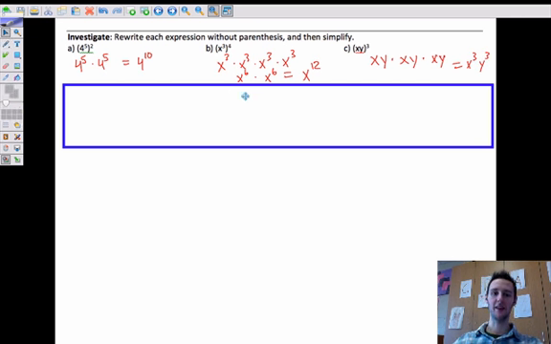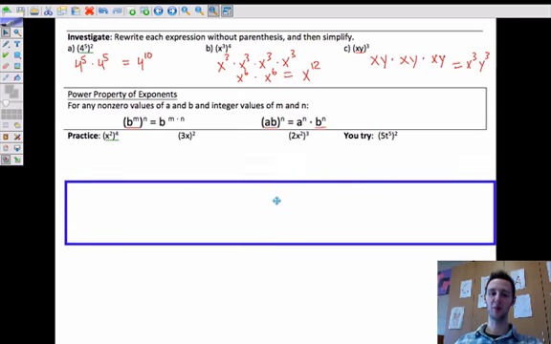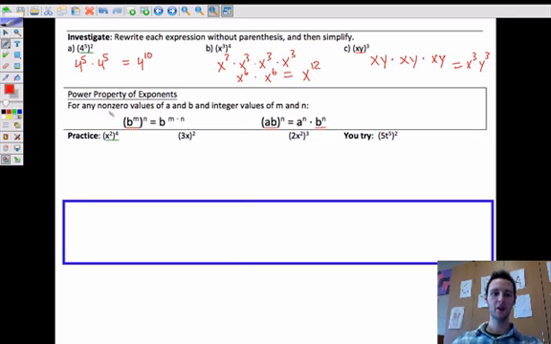All right, and then that leads to the power property, which says that b to the m, that whole thing to the n, is just equal to b to the m times n. Or if you have (ab) to the n, it's equal to a to the n times b to the n. Okay, so that kind of goes one way and then backwards. These two kind of undo each other. So you've got x squared to the 4th. This would just be x to the 2 times 4, which is x to the 8th.